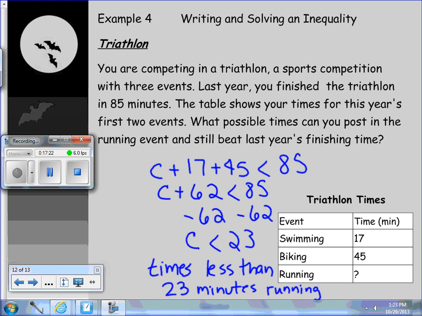So you'll notice in our inequality that we've chosen C for the variable for running. So C plus 17 minutes, which is our swimming time, plus 45 minutes biking time, all that needs to be less than 85 minutes. So we combined our like terms, which is C plus 62 needs to be less than 85. We subtracted 62 from each side, and our time needs to be less than 23 minutes. So in order for you to beat last year's 85 minutes in your triathlon, your running time needs to be less than 23 minutes.